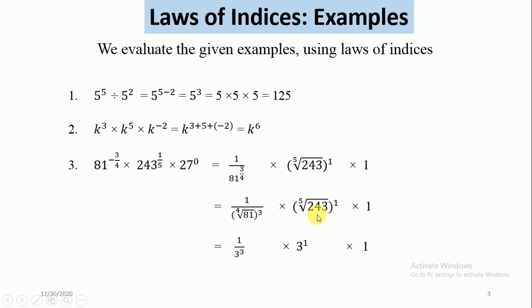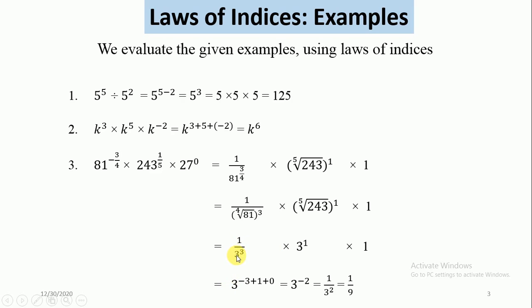We are going to express 243 as something raised to the power of 5 because of the fifth root here. So this is going to be 3 raised to the power of 5, and by that the fifth root is going to cross out the power 5, and we are left with 3 raised to the power of 1. So in that case, you can now have this in this form.